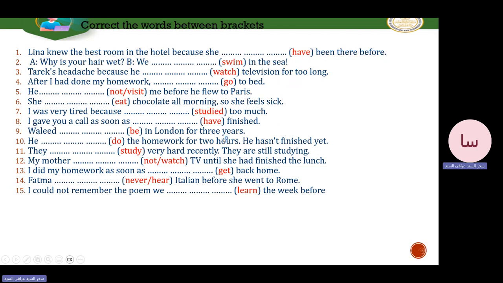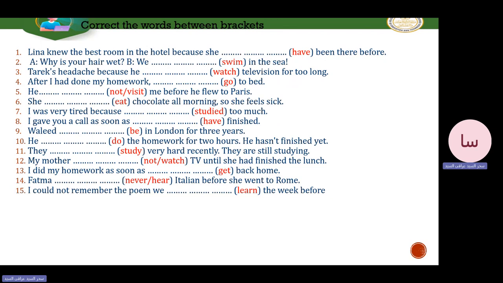Walid be in London for 3 years. He do homework for 2 hours. He hasn't finished yet. They study very hard recently. They are still studying. My mother not watch TV until she had finished the lunch. I did my homework as soon as I get back home. Fatima never hear Italian before she went to Rome. I couldn't remember the poem we learned the week before.